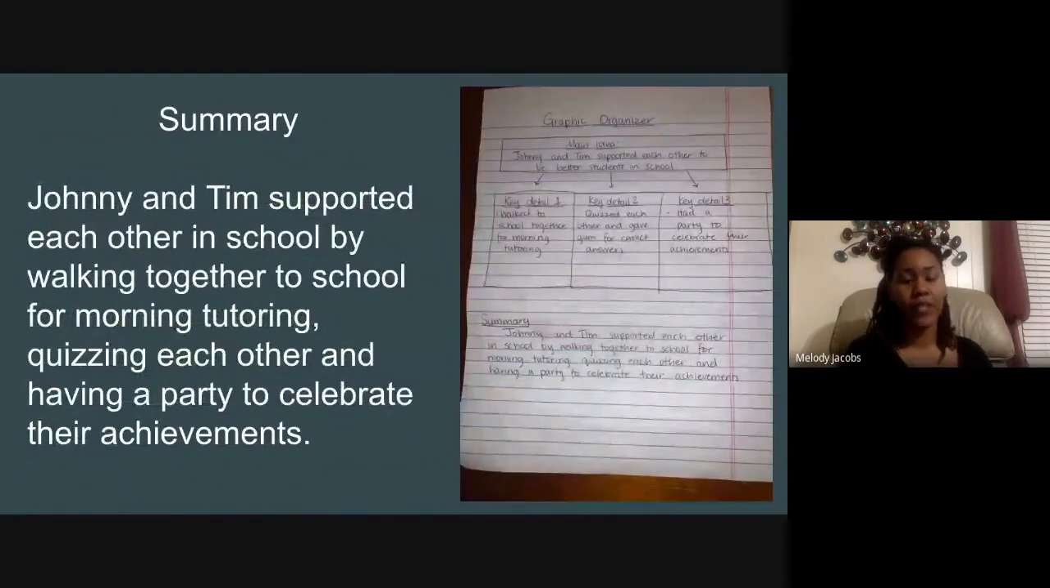Finally, we move to the summary of the text by using the main and key ideas to make a very brief statement about what the text was about. Johnny and Tim supported each other in school by walking together to school for morning tutoring, quizzing each other, and having a party to celebrate their achievements.